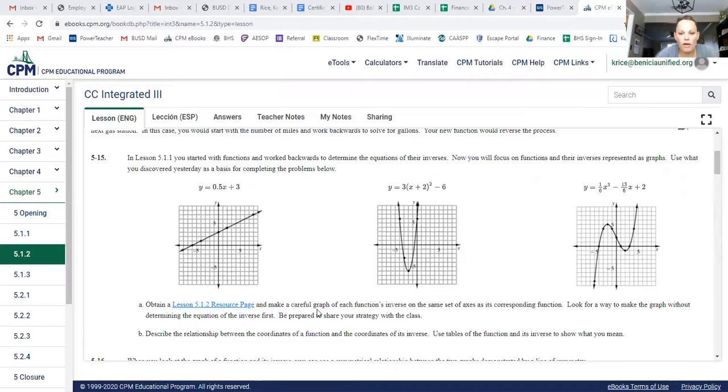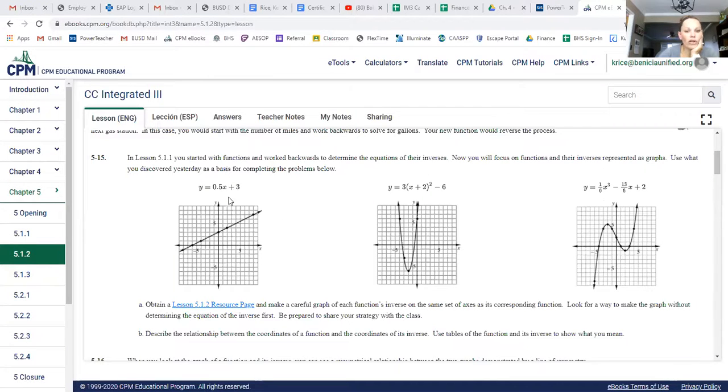So make a careful graph of each function's inverse on the same set of axes as its corresponding function. Look for a way to make the graph without determining the equation of the inverse first. Be prepared to share your strategy with the class.